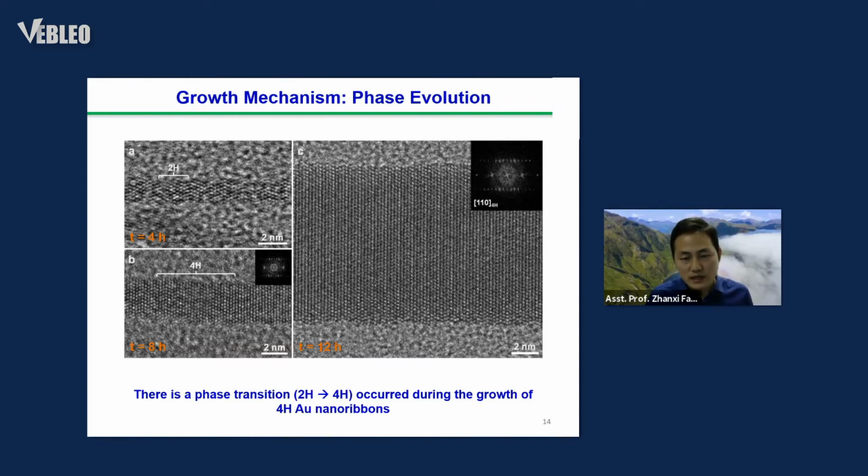Later, at a reaction time of about 8 hours, the 4H phase starts to appear, but it is just a very short-range 4H phase. With further increased time, over 12 hours, we got a long-range 4H phase. So based on this observation, we propose that a phase transformation may have occurred during the growth of these unique 4H gold nanoribbons.